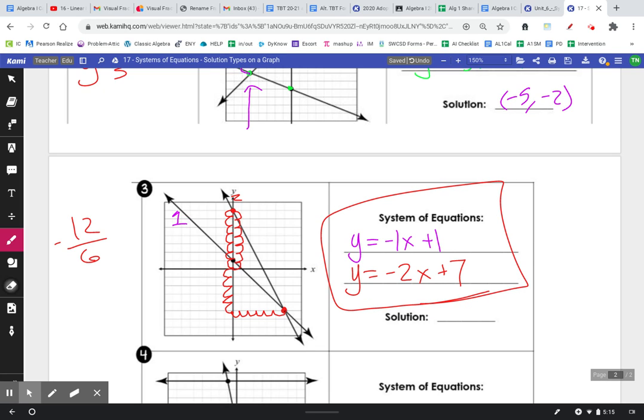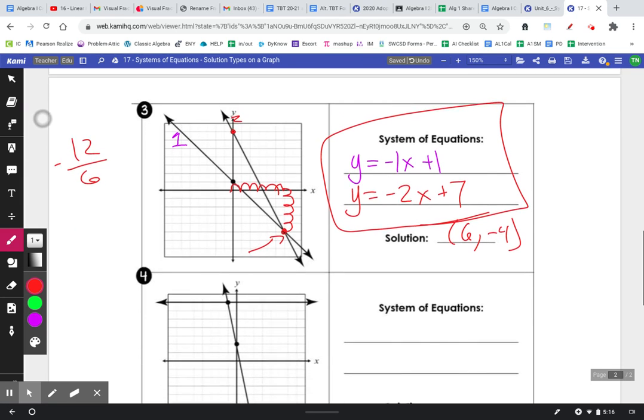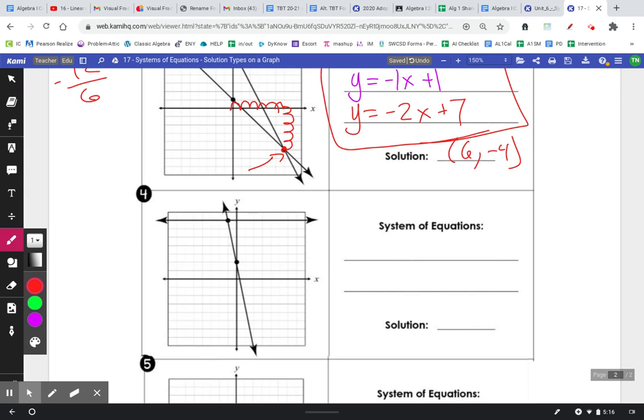There's my system of equations itself. And then I need to find and write down the solution. So where do they cross? They cross right here. What are the coordinates of that point? So that point is at 1, 2, 3, 4, 5. It looks like 6. So +6, and then down 1, 2, 3, 4. That y-coordinate is a -4. They cross at one point. There's one solution, and that solution is at 6, -4. Let's keep rolling here into example 4.